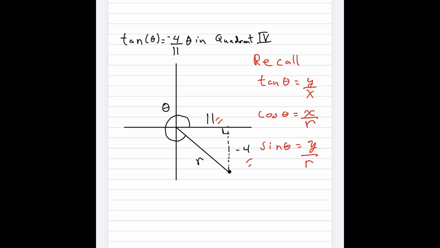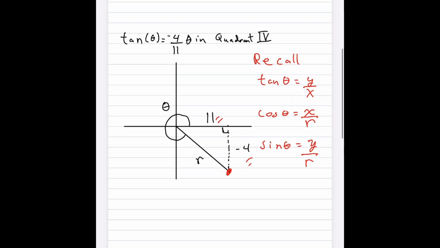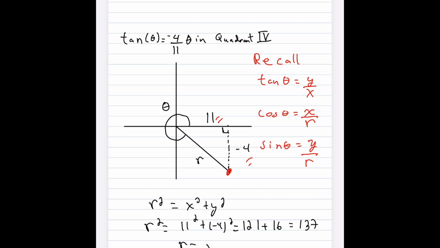So the only issue is I don't have r. R is the distance from the point where the angle terminates all the way to the origin. That's what r represents. And we know that r squared equals x squared plus y squared. So we can figure r out, because we're going to need that eventually. We need to find out what sine and cosine are to solve for the identities here. So 11 squared plus (-4) squared, 121 plus 16 is 137. So r equals the square root of 137.